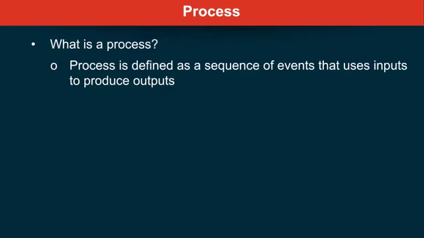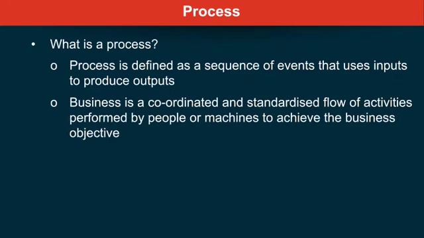That sequence of events is what is referred to as process. So business is a coordinated and standardized flow of activities. Think of tablet manufacturing, then you will understand. Who is doing this? In tablet manufacturing, it's normally done by machines for safety purposes, but it could be done by people also. Why do they do these things? To achieve a certain business objective.